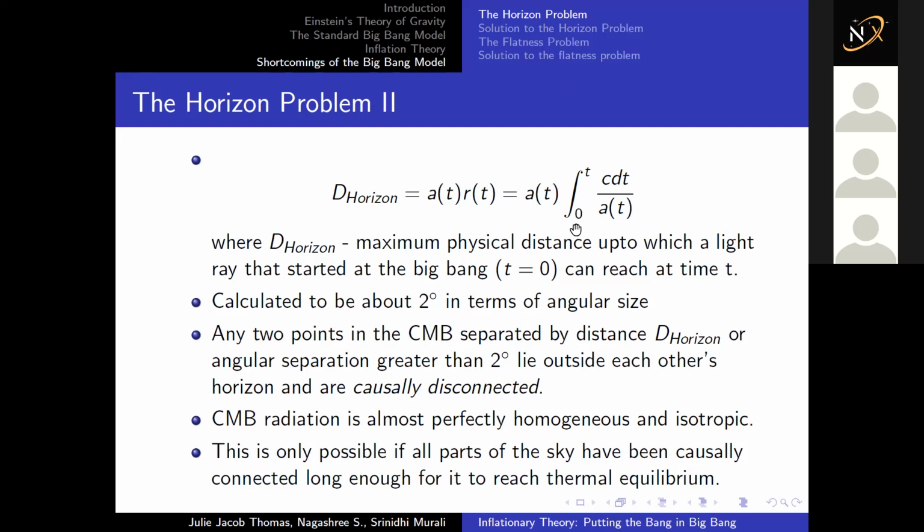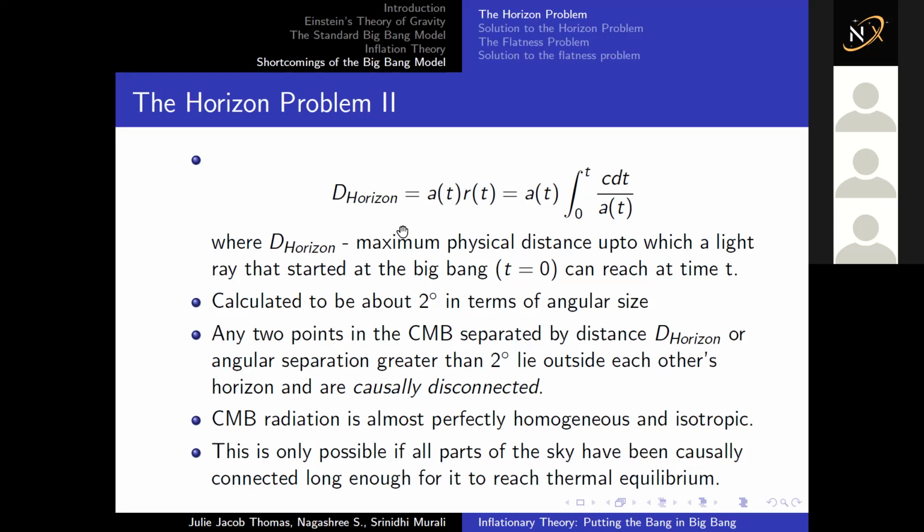So light that starts at, say, time t equals 0, which we assume is the time at which the Big Bang occurred, in time t, so let's say the present time, how far can that photon travel? That's what the horizon is. How far can you see is what a horizon describes.